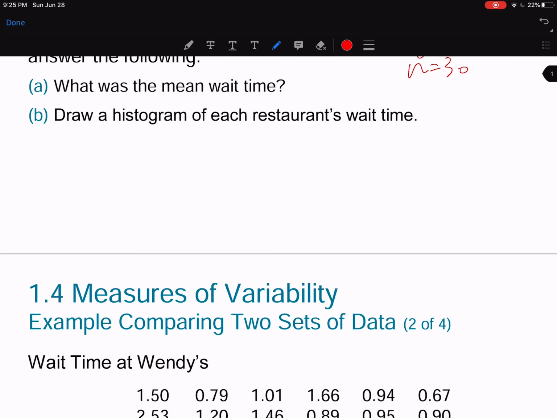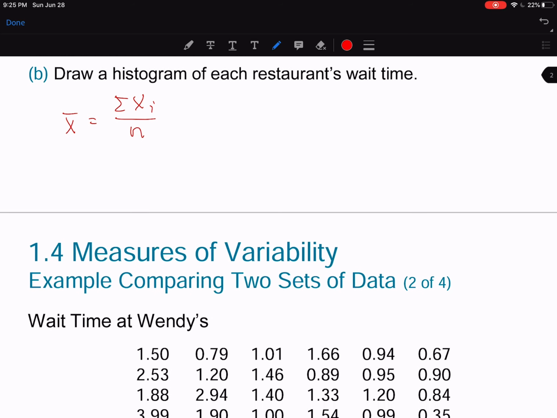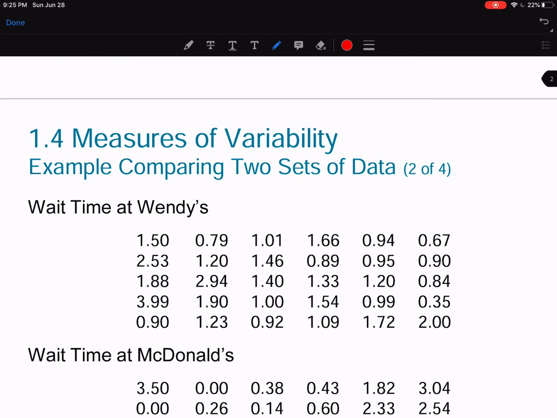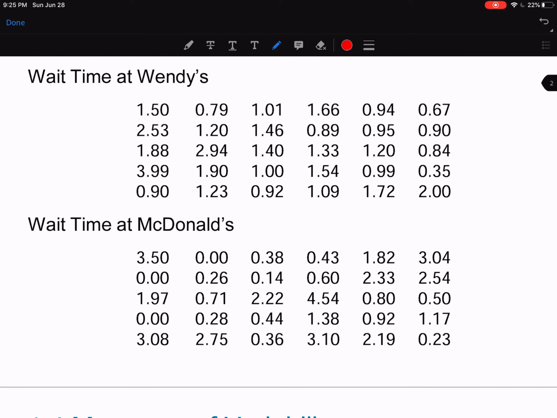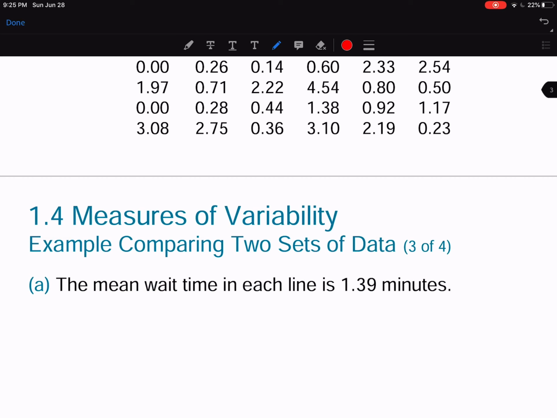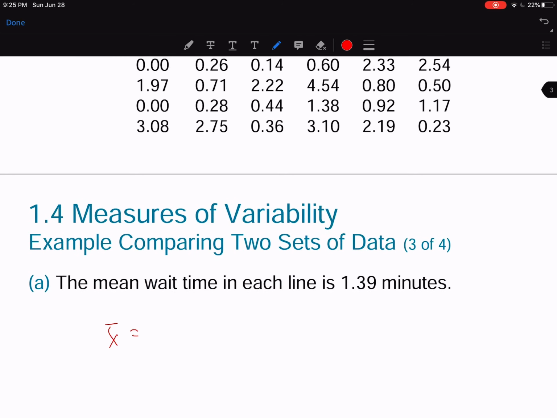So the sample mean x bar is going to be equal to the sum of all x values divided by the little n. So basically, if you want to find out the sample mean, you just need to add all of the numbers in the data set together and divide by 30. And the same thing for the wait time at McDonald's. I wouldn't do the calculation here. You can do it by yourself, and the answer is given here. So once again, x bar is equal to the sum of xi over n.